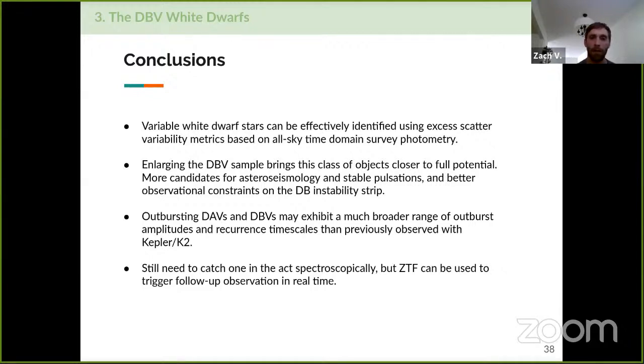And hopefully we can use ZTF to try and probe these outbursting systems to higher energies and higher recurrence timescales than we've currently been able to do with Kepler. So yeah, I guess that's pretty much it. I won't go into any of the transiting debris stuff, but if you have questions, I'll happily take them.